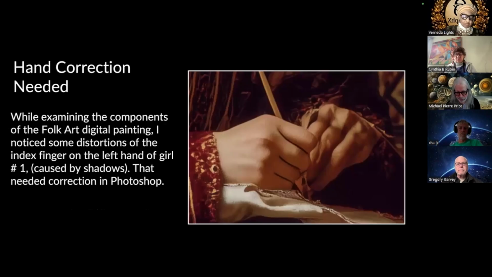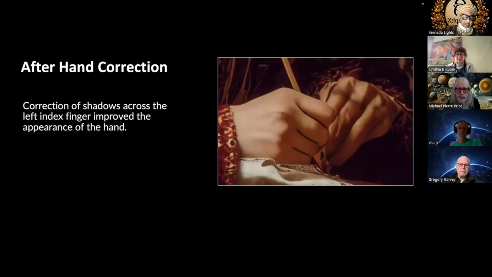While reviewing the folk art image, I noticed the index finger on the first girl's left hand looked distorted because of shadows. I corrected this in Photoshop so that the anatomy would appear natural. This is the corrected finger, and you can see how subtle differences can help to keep the realism intact.